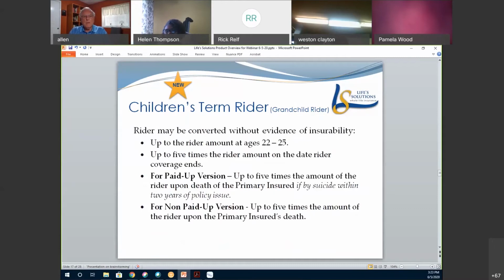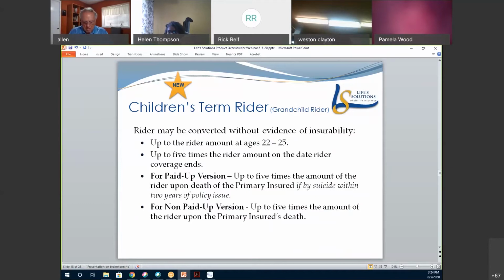Okay, this goes a little bit into that conversion we were just speaking of. The rider can be converted with no questions asked, no underwriting, for just the amount of the rider between the ages of 22 and 25. But if you wait until the date the rider ends, which is that anniversary right after their 25th birthday, then you can convert it to up to 5 times the rider amount. So if that rider was $10,000, you could then convert that, no underwriting, to a $50,000 policy.